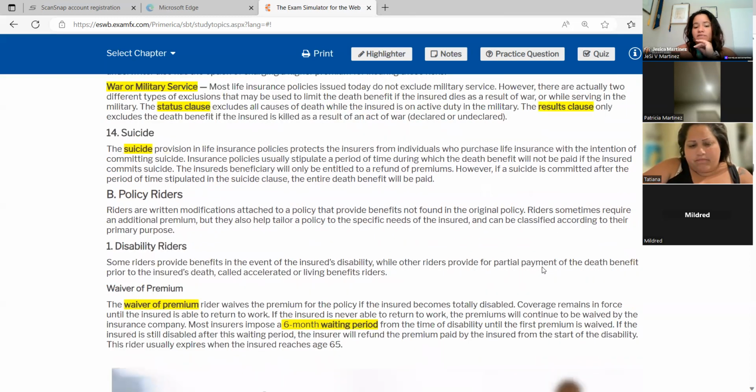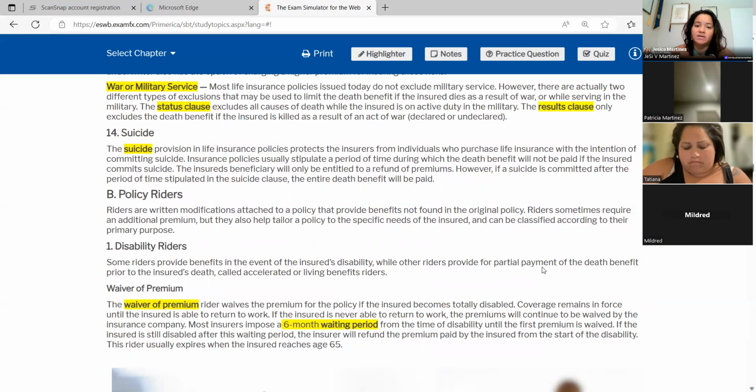The suicide clause, I think you'll find in all of them. The suicide provision in a life insurance policy protects the insurers. It protects the insurance company from getting a client that's very suicidal and just wants to buy a $500,000 policy today, get it in effect today, so they can go and commit suicide tomorrow and the family gets all that money. So the suicide clause is put into effect for 2 years.